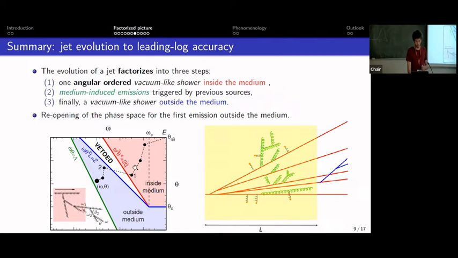So first, an angular ordered cascade inside the red region, the in-medium region, which ends at this emission here, for instance. Then this emission can, while crossing this region, trigger a bunch of medium-induced emissions, which are iterated according to this Markovian process ordered in time, and which has also been discussed, for instance, by Souvik in the first talk of the session. And then after that, again, a vacuum-like cascade outside. And because of this decoherence effect and this anti-angular ordering property, some cascades may behave like that, with one emission violating the angular ordering property.